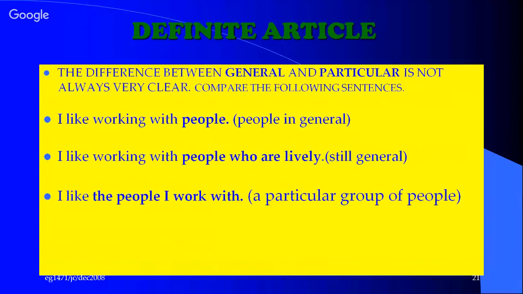The difference between general and particular is not always very clear. Compare the following sentences. I like working with people in general. I like working with people who are lively. It is still general. I like the people I work with, a particular group of people. Here, when I simply say I like working with people, it is in general. I like people who are lively. Here, lively, again, we are talking about general. Lively people, I like working with them. But I like the people I work with, particularly that group of people.